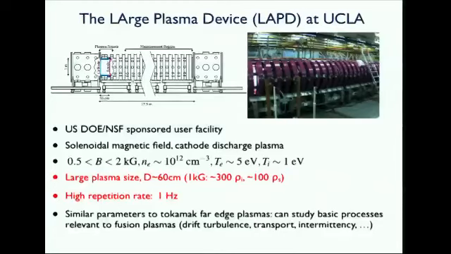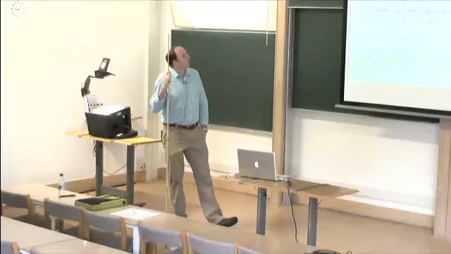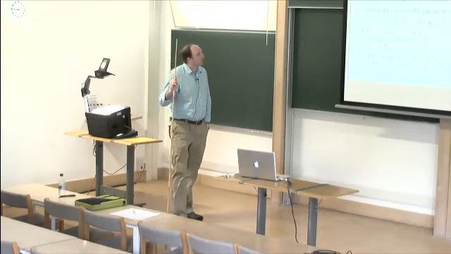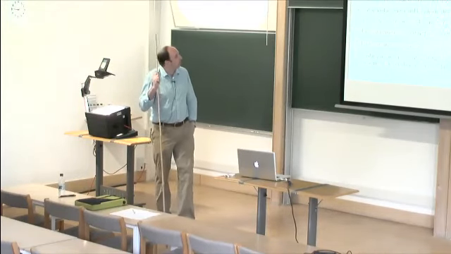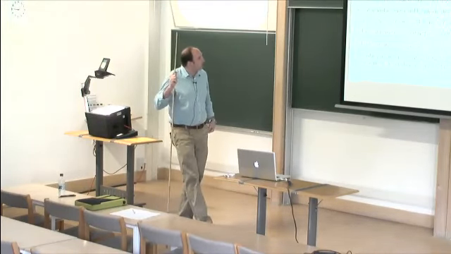All right, so what is LAPD? It's a big linear device. It's 20 meters long, roughly 17.5 meters, we say, for the plasma volume, and a 1 meter diameter vacuum chamber. It's a user facility, so it operates around the clock. It's a pulse discharge plasma, so it uses a hot cathode to make the plasma. The parameters you see are here.